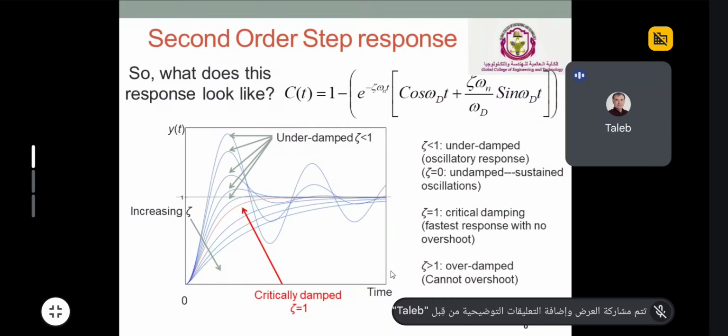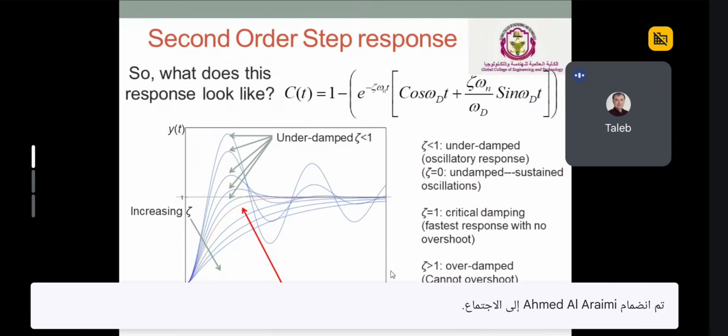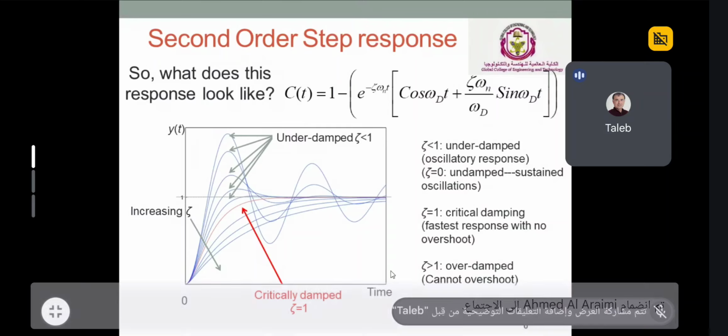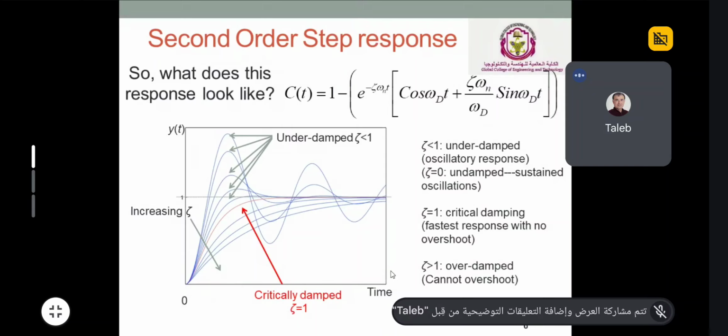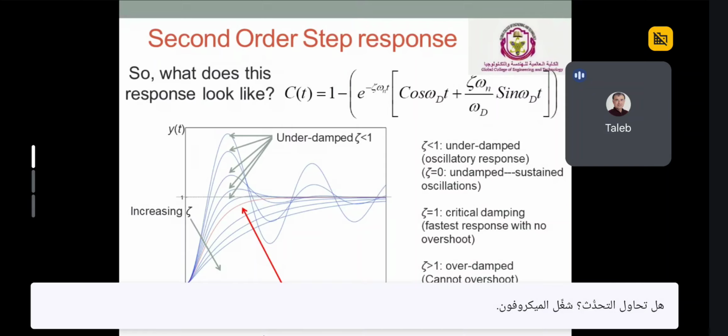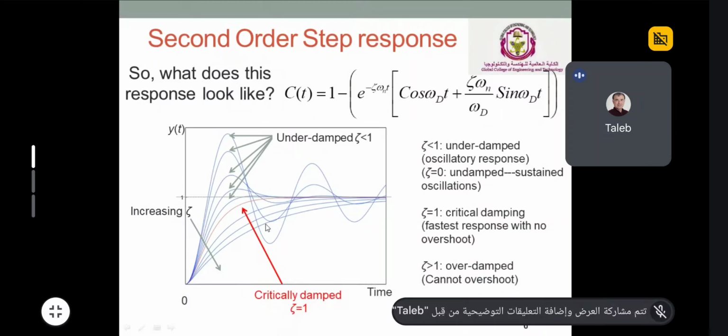If we have just that one value, zeta equal 1, we have a very fast response. See, the response is very fast, very fast going up. This one is very slow, it takes time to reach the final value. Of course, the fastest of these will be the other one.